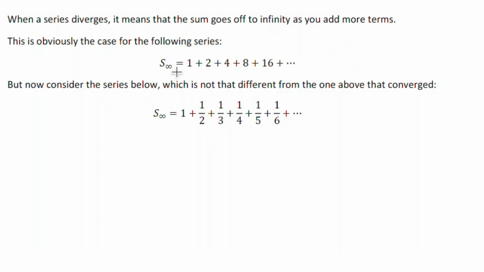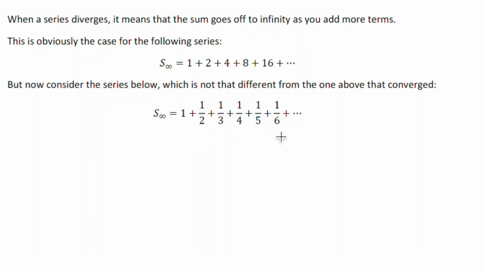Now this is kind of what we'd expect to happen with a series. With this particular one, when we add 1 plus 2 plus 4 plus 8 plus 16, so adding the double each time, obviously the more terms we add, that gets bigger and bigger. It goes off to infinity. It doesn't get closer and closer to a particular value. It diverges. It never gets closer to a particular value. But this can get a little bit tricky with some sequences.